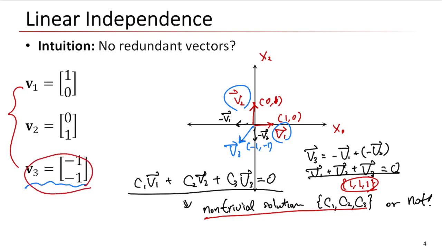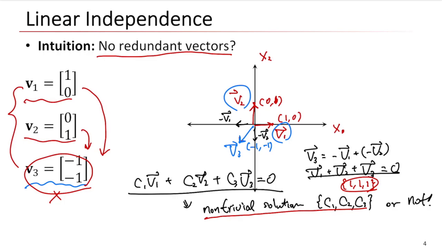V3 vector can be represented by V1 and V2. It means that if we want to make some system and there exist vectors V1 and V2, V3 doesn't have any independent role compared to V1 and V2, because the role of V3 can be replaced by V1 and V2, or a linear combination of V1 and V2. So the concept of linear independence is related to whether there exists a redundant vector or not.